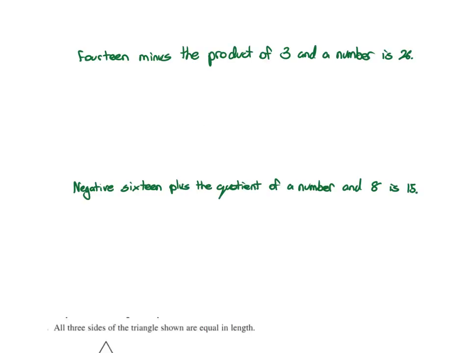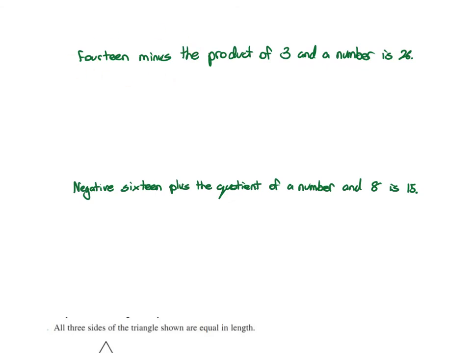Now we have to figure out the solution for these word problems. 14 minus the product of 3 and a number is 26. Well, we know the word minus means subtraction. The word product? That's right. Multiplication, very good. And is in mathematics always means the same number. Means the same symbol. Means the equal sign. That's right. Is 26. What do we do with 14 minus the product of 3 and a number?